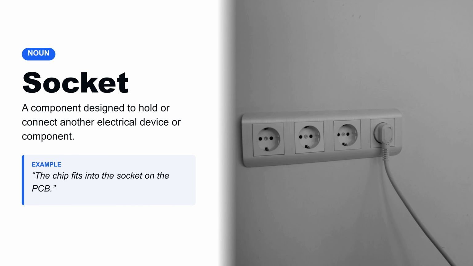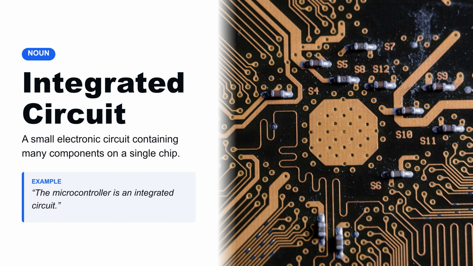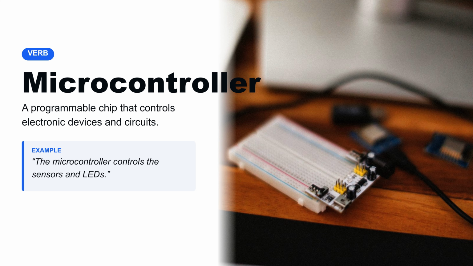Socket. A component designed to hold or connect another electrical device or component. The chip fits into the socket on the PCB. Integrated circuit. A small electronic circuit containing many components on a single chip. The microcontroller is an integrated circuit. Microcontroller. A programmable chip that controls electronic devices and circuits. The microcontroller controls the sensors and LEDs.